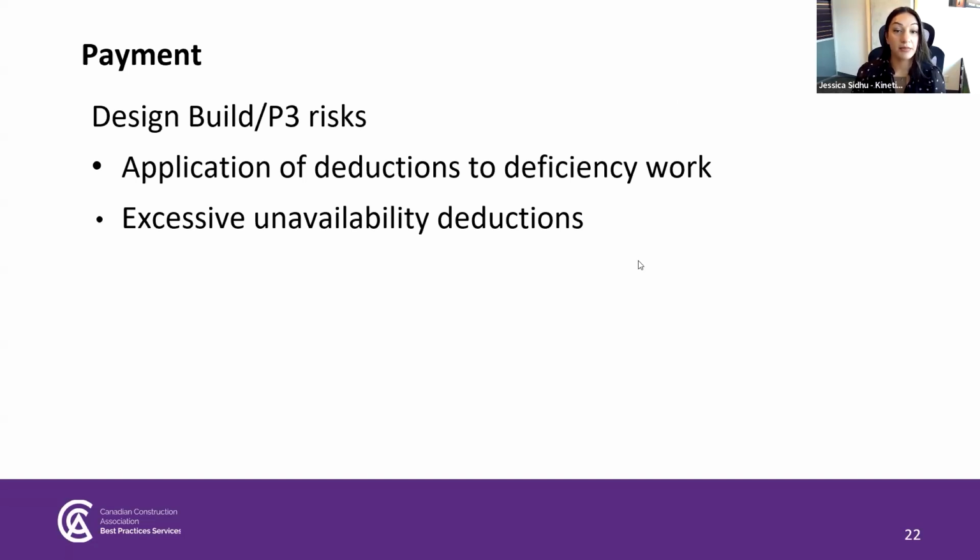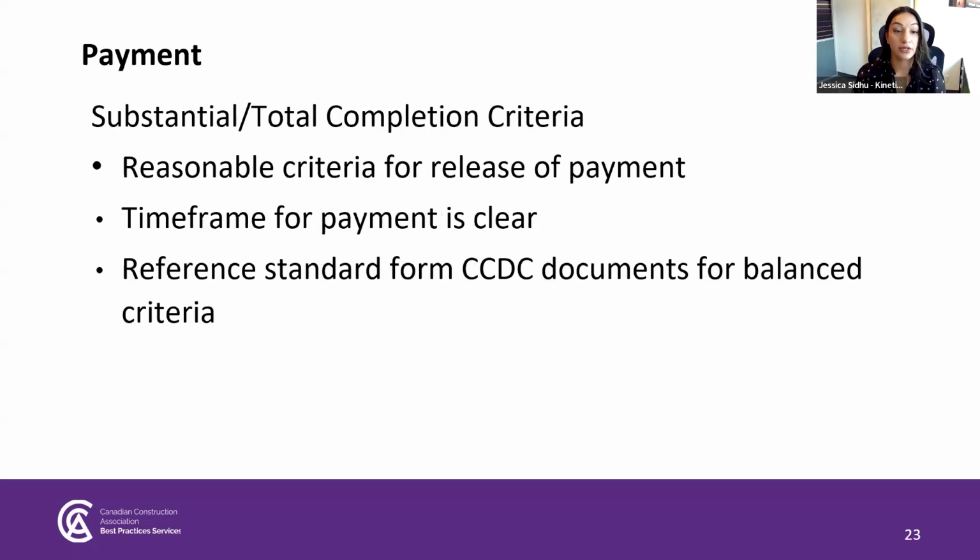So the last few comments on payment are in relation to substantial and total completion criteria. It's important to ensure that the definitions of and the criteria to achieve substantial or total completion are reasonable and achievable. This is especially true if there are liquidated damages, payment adjustments, or holdback releases tied to these milestones under the contract. Criteria that are unduly onerous or in the owner's sole discretion should be avoided. If possible, the criteria should mirror those in the standard form of the CCDC documents.